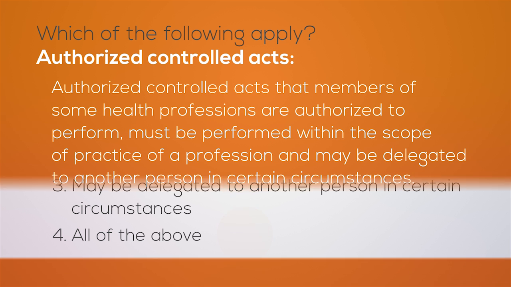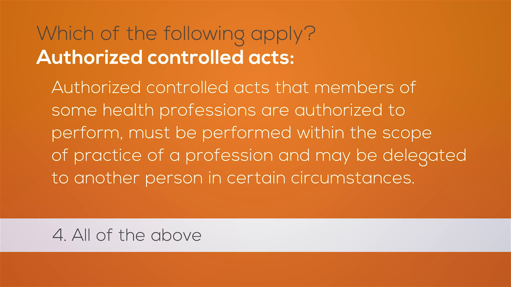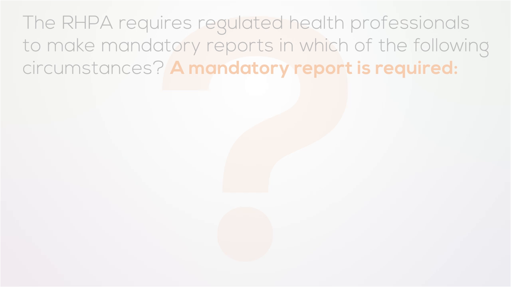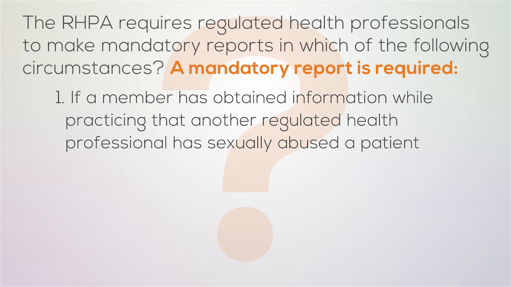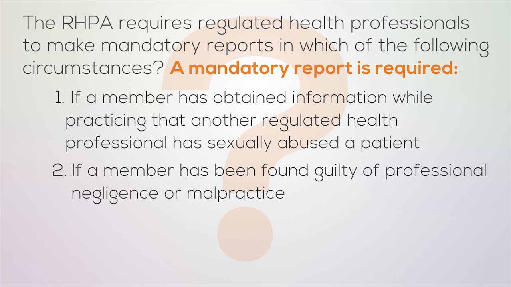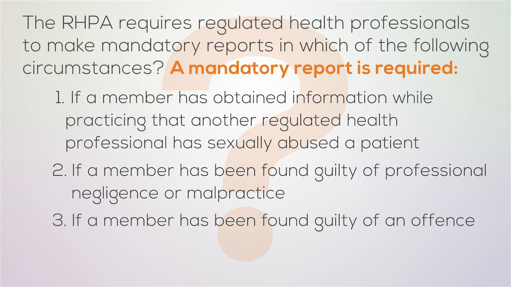The correct answer is all of the above. Authorized controlled acts that members of some health professions are authorized to perform must be performed within the scope of practice of a profession and may be delegated to another person in certain circumstances. The RHPA requires regulated health professionals to make mandatory reports in which of the following circumstances? A mandatory report is required if a member has obtained information while practicing that another regulated health professional has sexually abused a patient, if a member has been found guilty of professional negligence or malpractice, if a member has been found guilty of an offense, or all of the above.